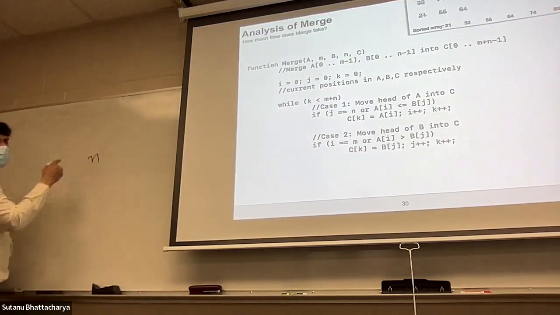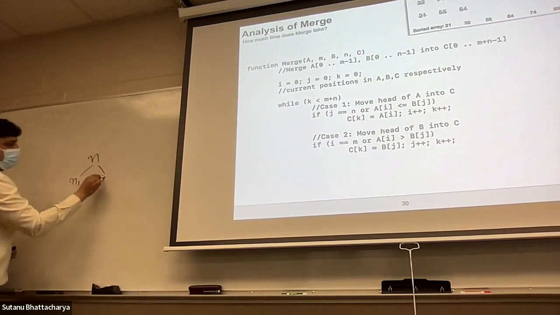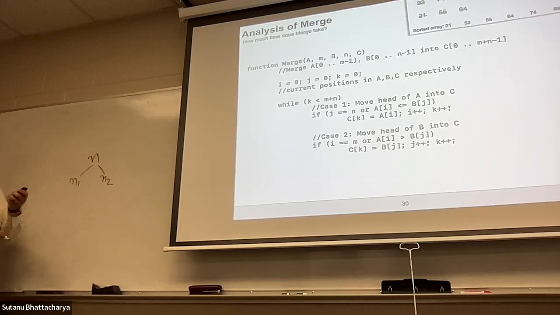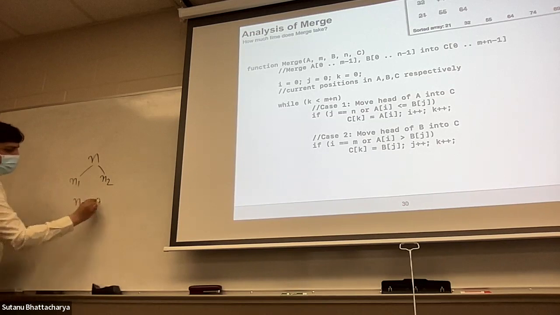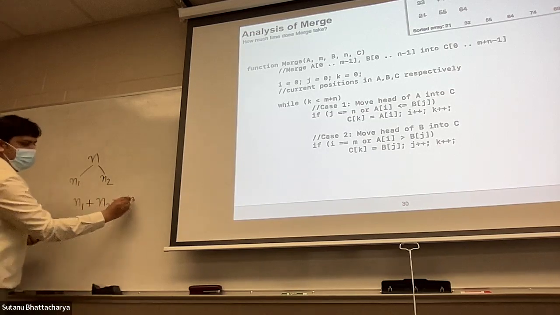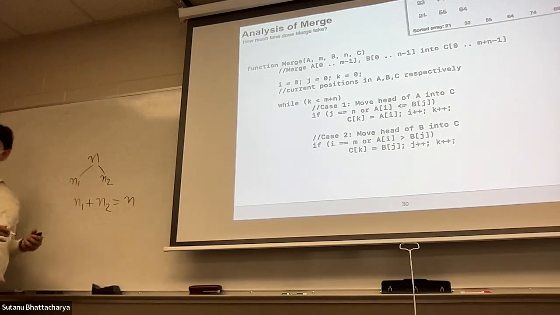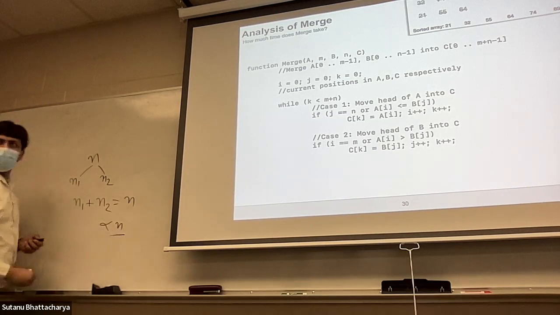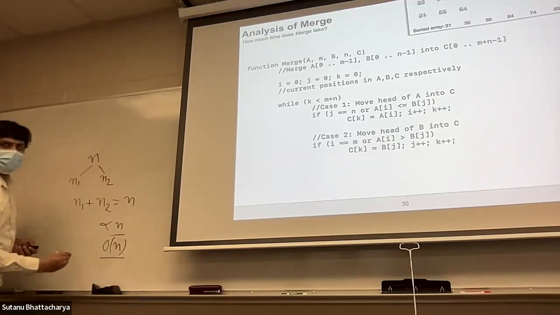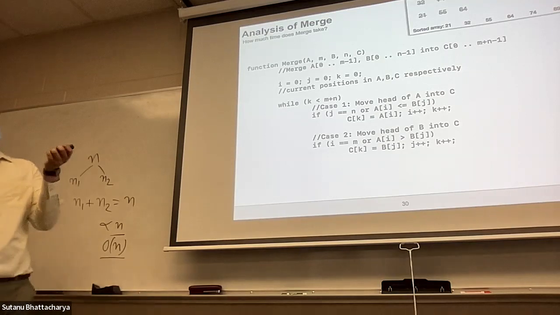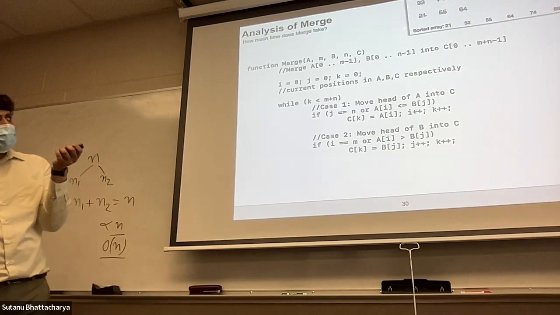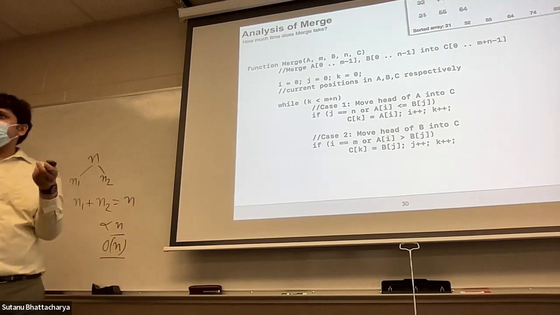Let's assume your initial problem is of size n. It divides into n1 and n2. So this array has size n1, and this array is of size n2. What would be the total time it will take? You need to go through every element. So it would be n1 plus n2, which is nothing but n. So the time it will take is proportional to n, or linear. Why linear? Because you need to traverse every element of this array plus every element of this array. So the total time it will take is linear.